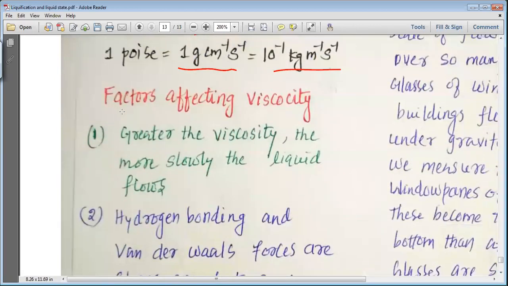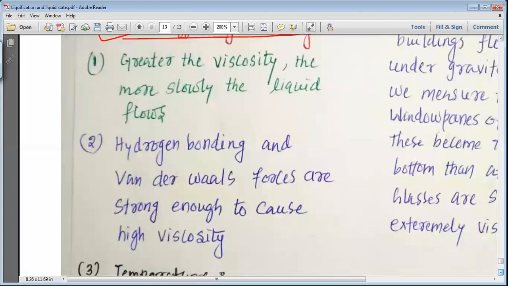Now, my dear students, we want to study the factors affecting the viscosity. So let's pay attention to the factors affecting the viscosity.